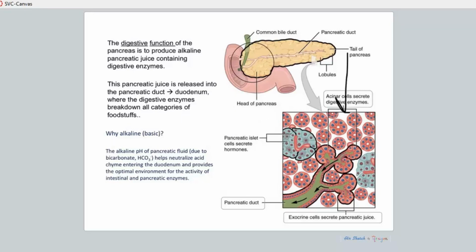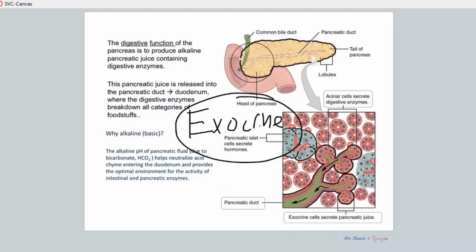I want to point this out here. This is a figure of what's going on within the pancreas, but the secretions that the pancreas is doing are exocrine secretions. And if you remember, exocrine secretions are secretions that are released onto a body surface or into an open body cavity, any space that has exposure. And by releasing these digestive enzymes into the duodenum, guess what? This is an open body cavity. And so these are exocrine secretions by the pancreas.